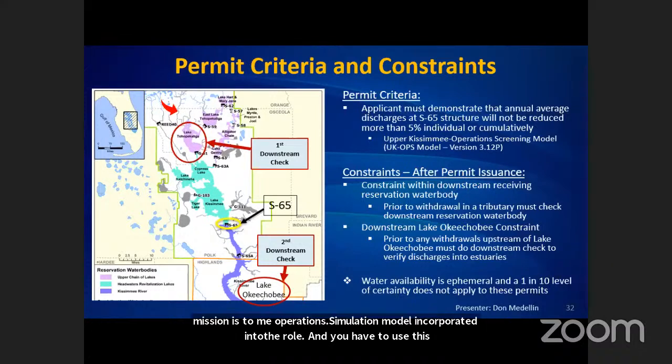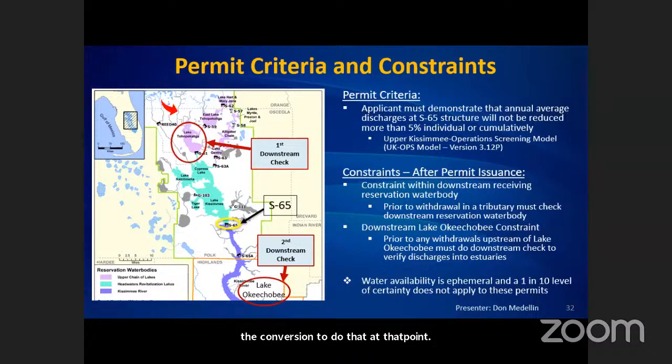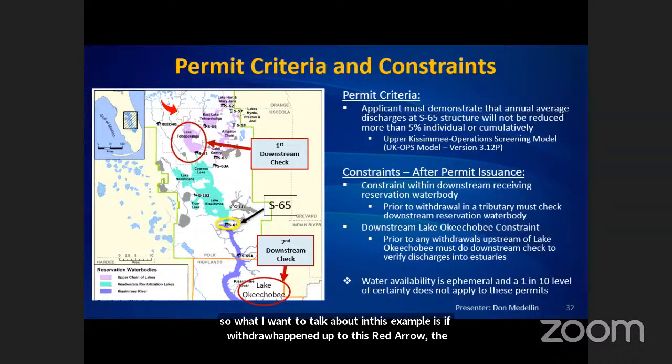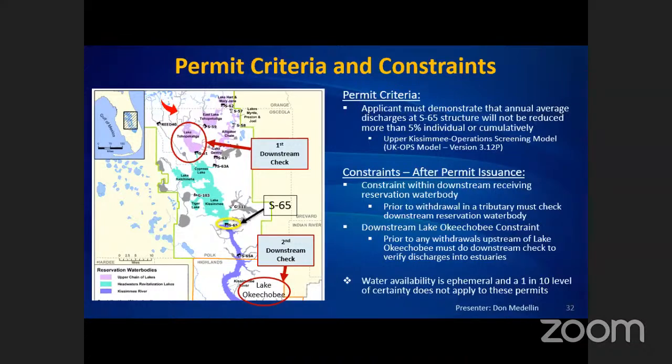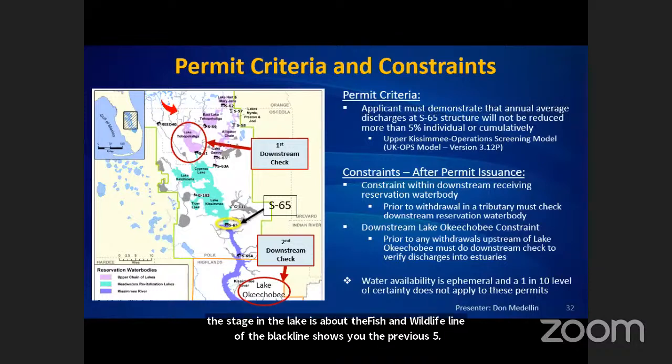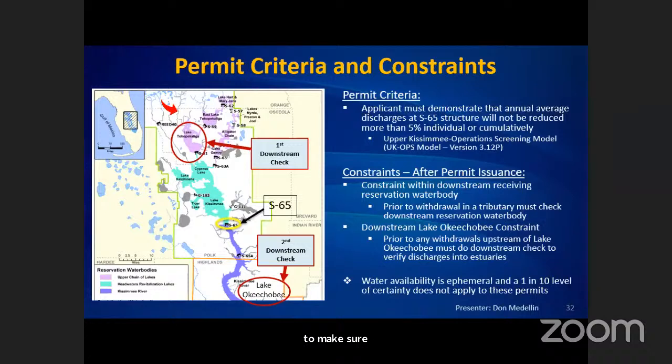What I wanted to talk about in this example is if a withdrawal happens up at this red arrow, say in Shingle Creek, some of the constraints that you have to deal with after the permit is issued is the downstream constraint in the receiving water body, the reservation water body itself. So before you do a withdrawal here, you have to make sure that the stage in the lake is above the Fish and Wildlife line. That's the black line that I showed you in the previous slide. In addition to that, you also have to do another downstream check in Lake Okeechobee to make sure that the lake is actually discharging to one of the estuaries. And so these two checks have to occur on a daily basis before withdrawals can occur in the upper watershed.